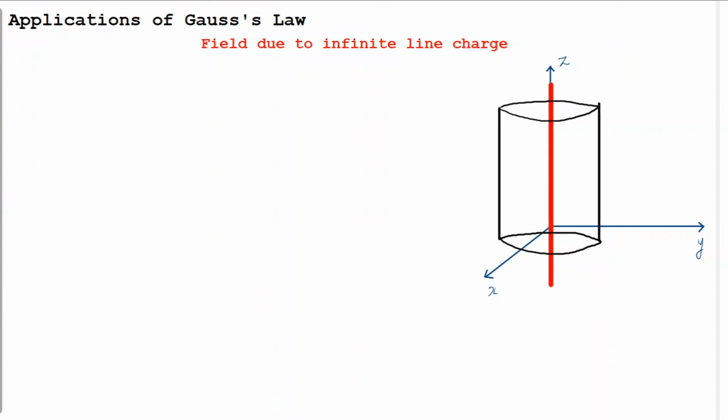Now let us write the dimensions of this cylinder. Let the length of the cylinder be capital L, and the radius of the cylinder be rho, because we are using the cylindrical approach, so we will use cylindrical coordinates rho, phi and z. So the radius of the cylinder is represented by the letter rho.